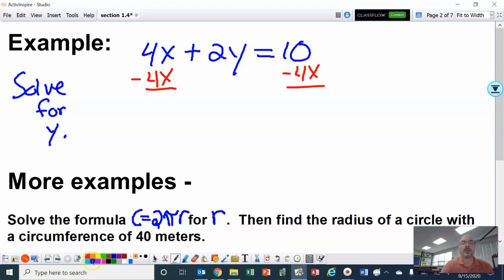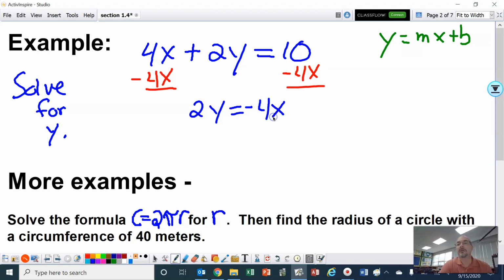So now we have 2y equals. Now, ladies and gentlemen, whenever I do these, I am always going to put it into that slope-intercept form. Remember, y equals mx plus b. So when I do this, I'm always going to have the coefficient of x follow the equal sign. So when I write this out, I'm going to write it as negative 4x plus 10. Remember, you cannot combine those because those are not like terms.